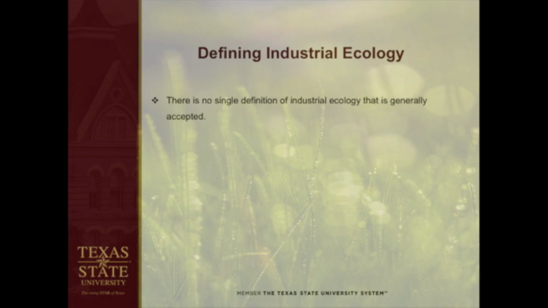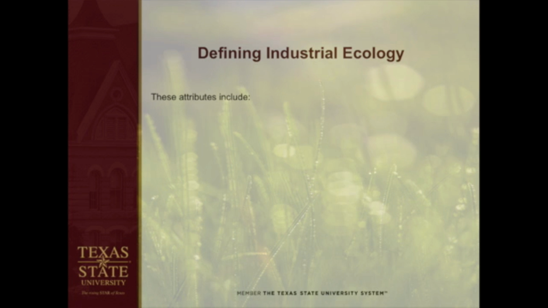Now, as far as industrial ecology goes, there is no one single definition that's universally used. However, while we have many definitions of industrial ecology, they all seem to share some common attributes. So what are some of these common attributes?